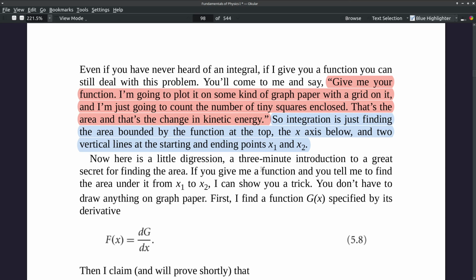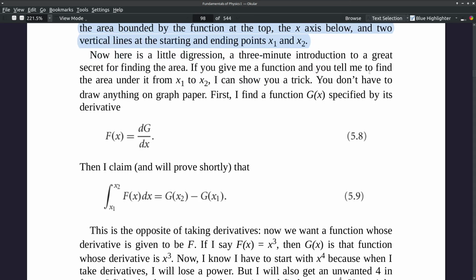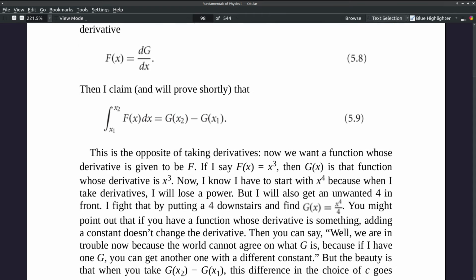Now, here is a little digression, a 3-minute introduction to a great secret for finding the area. If you give me a function and you tell me to find the area under it from x1 to x2, I can show you a trick. You don't have to draw anything on graph paper. First, I find a function Gx specified by its derivative, 5.8. Then I claim, and will prove shortly, that 5.9. This is the opposite of taking derivatives. Now we want a function whose derivative is given to be F.